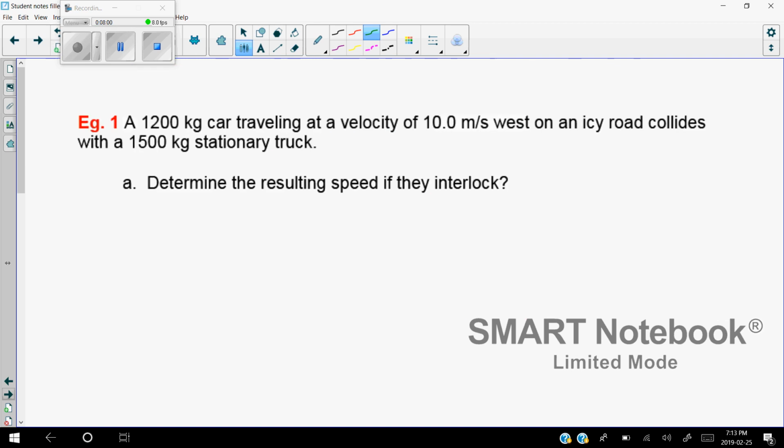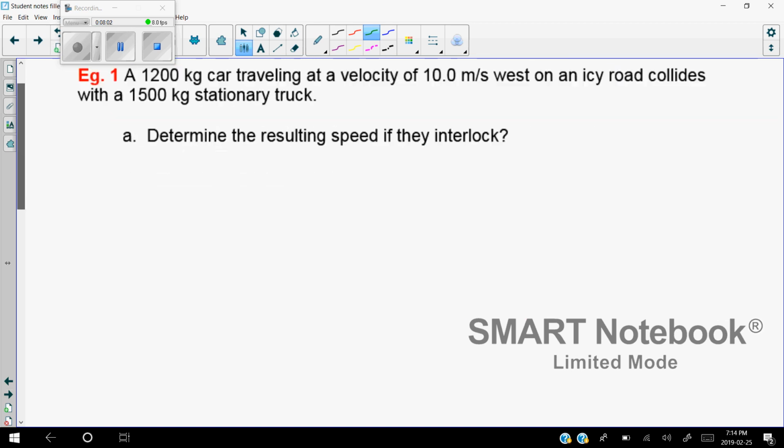This includes both outcomes from last lesson as well as energy in a collision, the one we're looking at now. So it says a 1,200 kilogram car traveling at a velocity of 10 meters per second west on an icy road collides with a 1,500 kilogram stationary truck. Determine the resulting speed if they interlock.